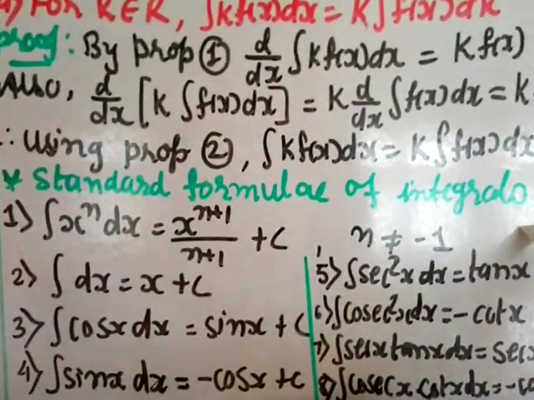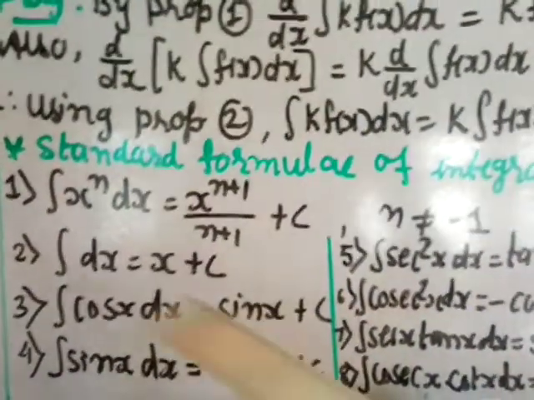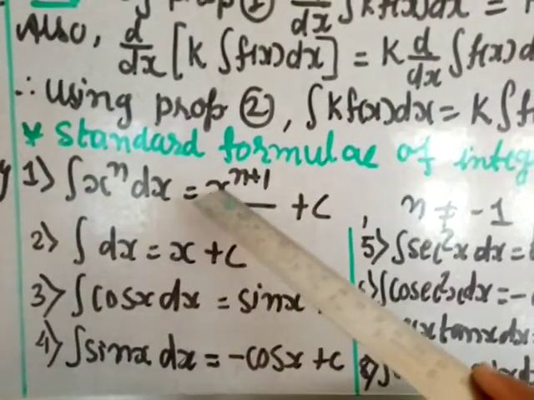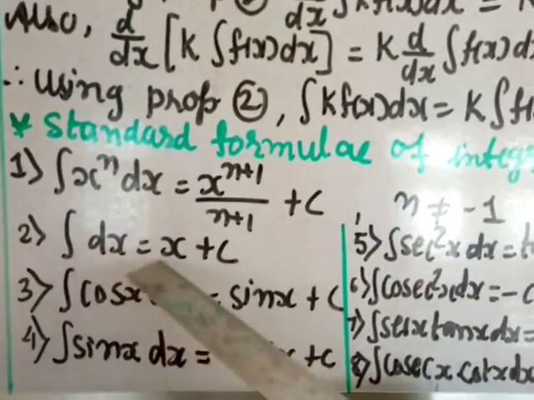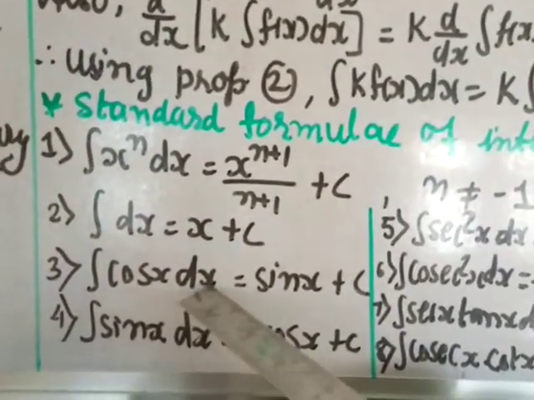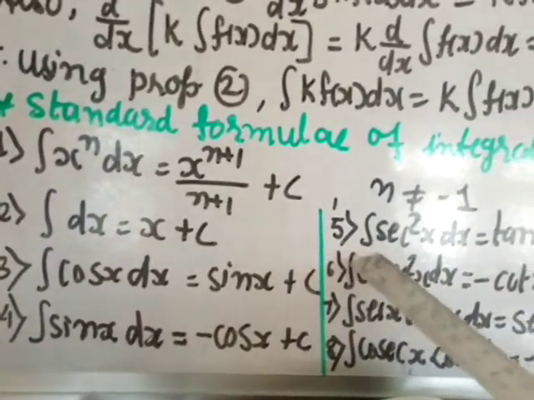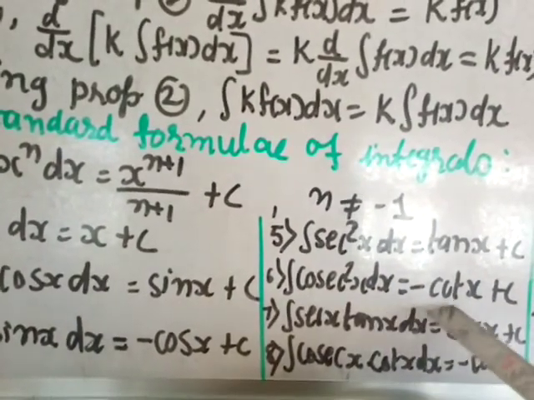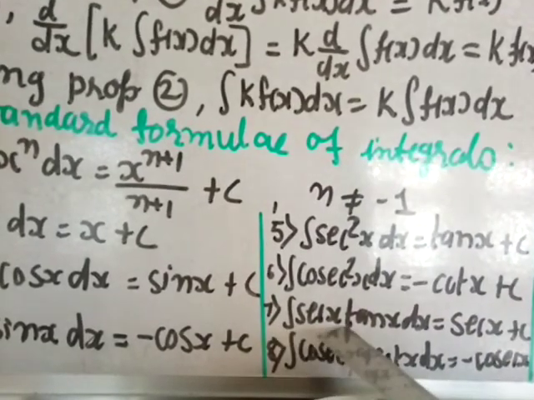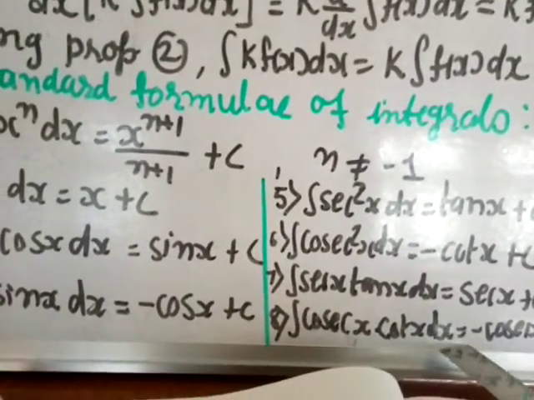Standard formulas of integrals. These integral formulas you are supposed to remember and use for calculation. Integral x^n dx is equal to x^(n+1)/(n+1) + c. Integral dx, that means 1 dx, equals x + c. Integral cos x dx is sin x + c. Integral sin x dx is minus cos x + c. Integral sec² x dx equals tan x + c. Integral cosec² x dx equals minus cot x + c. Integral sec x tan x dx equals sec x + c. Integral cosec x cot x dx equals minus cosec x + c.